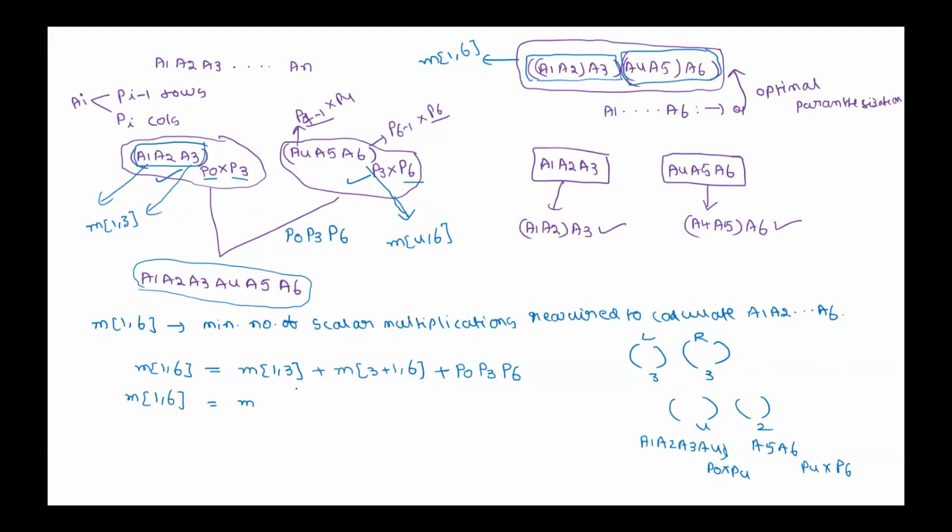So now M1,6 can be written as M1,4 plus M5,6 plus P0 P4 P6. After finding these two, how many are required? P0, P4, P6. Is that okay? Now instead of that, if I know that left side there are 2, right side 4, what is the answer?